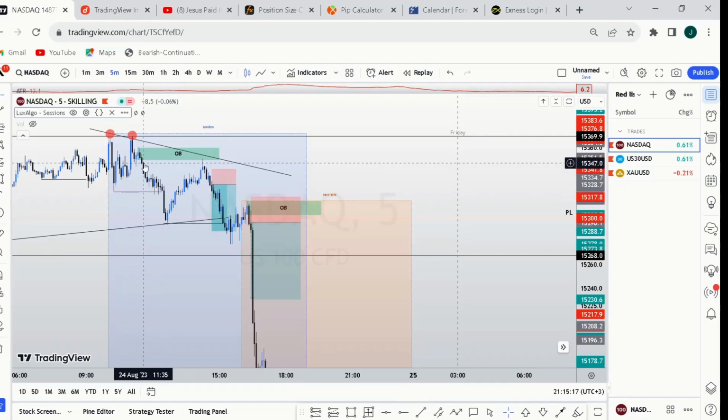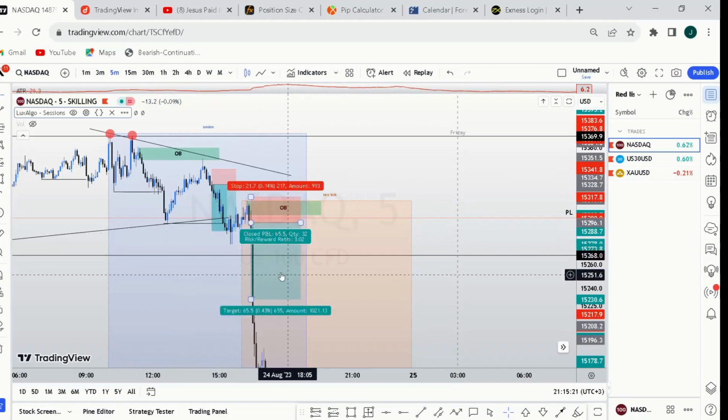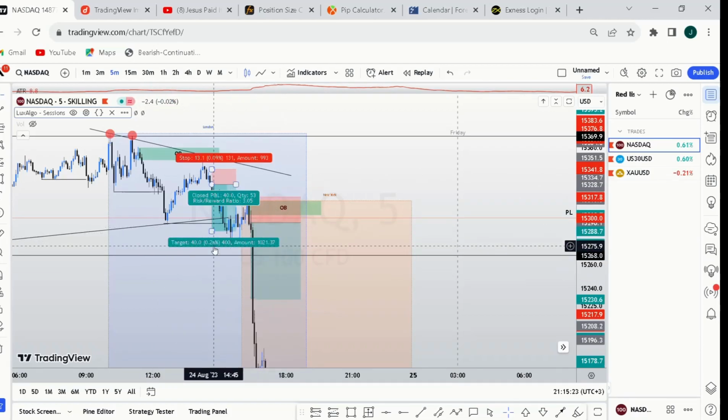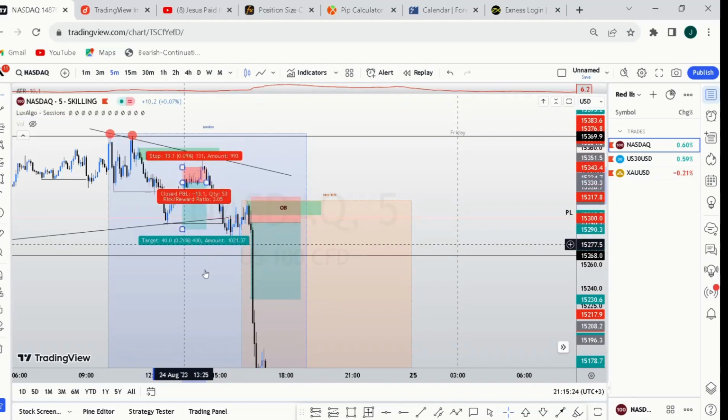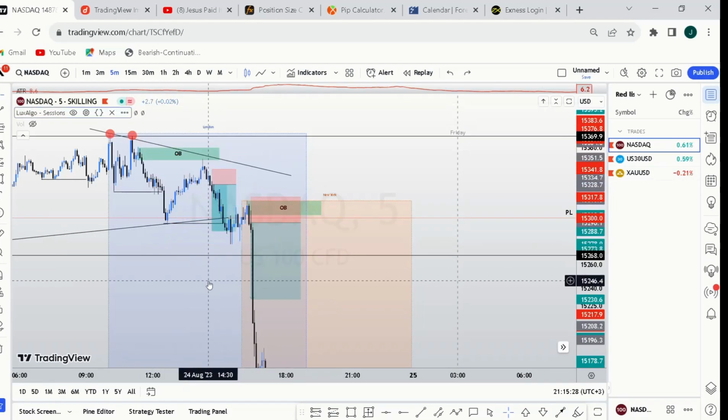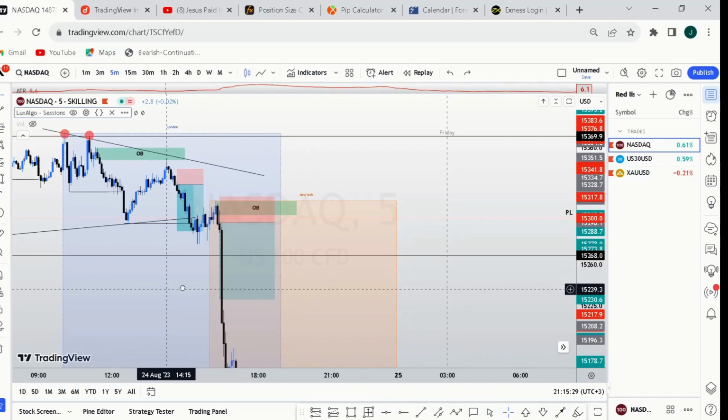Since it was London session, I was just analyzing. I was interested in trading until the opening of New York session. So when I looked at the calendar, we had some news coming in, so I decided to see what's gonna happen.